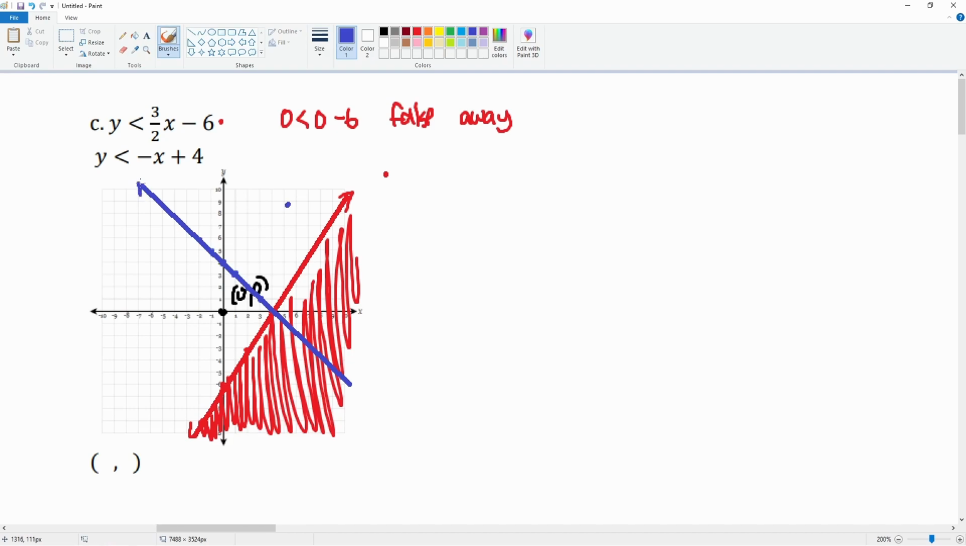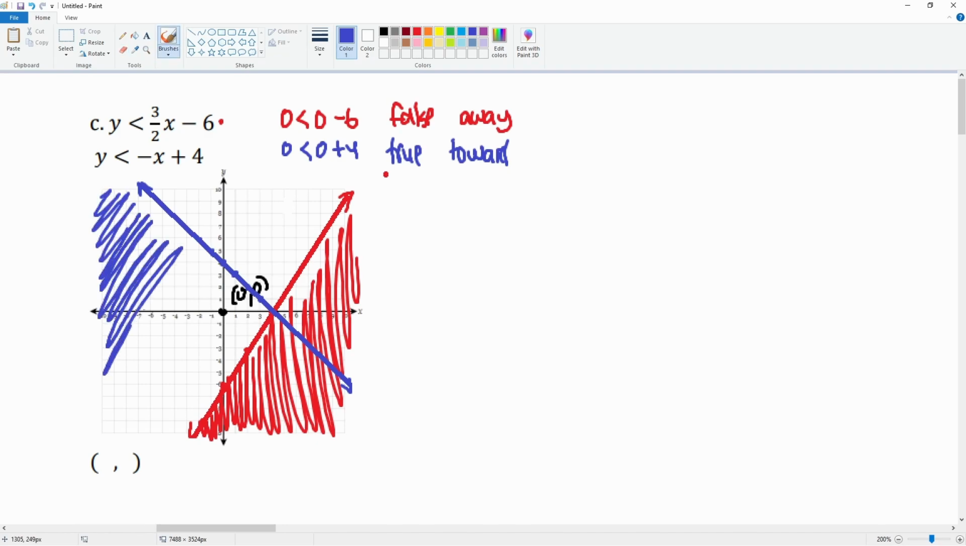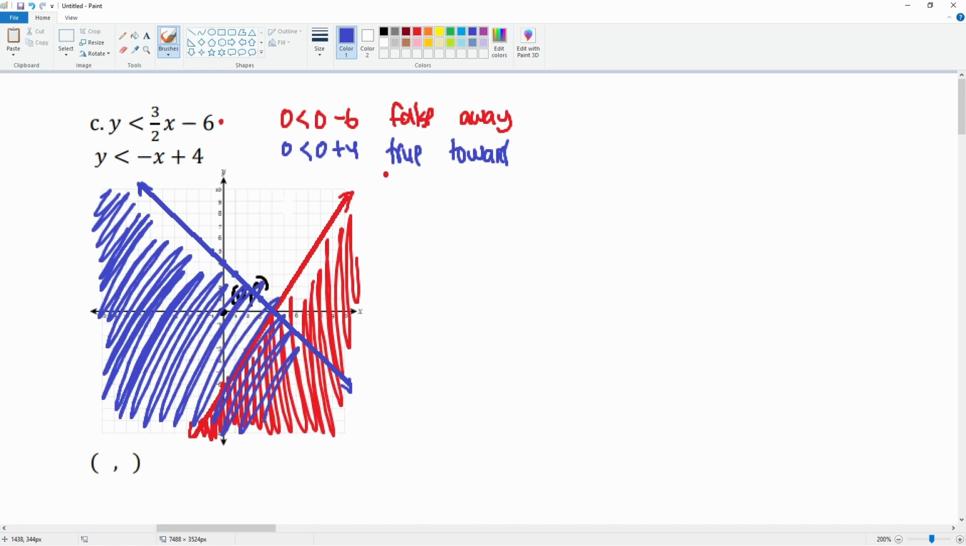And now we need to test the point 0, 0. So is 0 less than 0 plus 4? Is 0 less than 4? This is true, so we're going to shade towards it. This is everything that is towards 0, 0. Do you see how it's on that same side of 0, 0? So this region is where red and blue match up, and that is going to be considered our solution set. Everything in this region is considered to be the solution set.